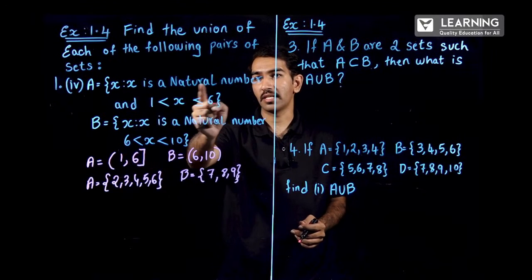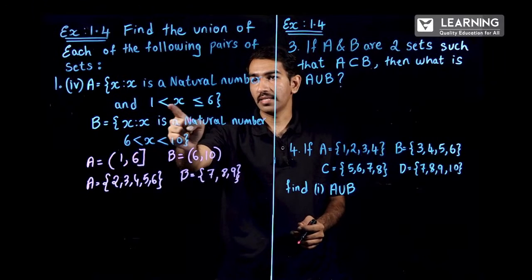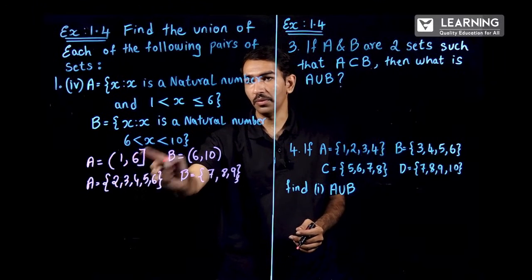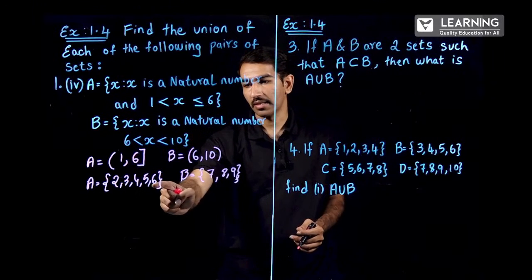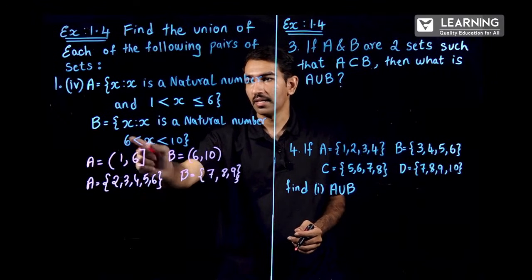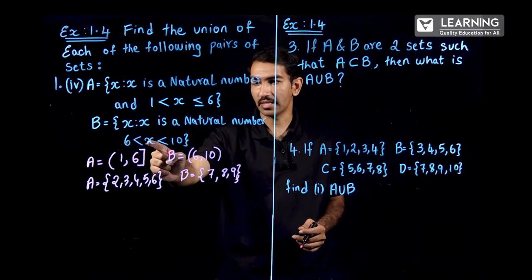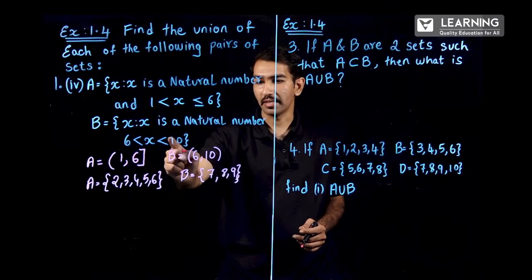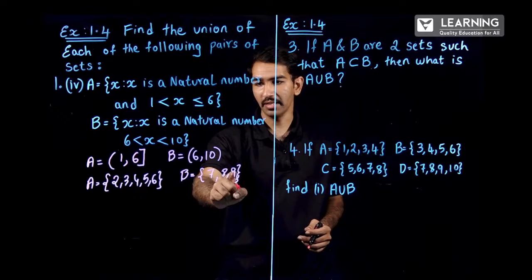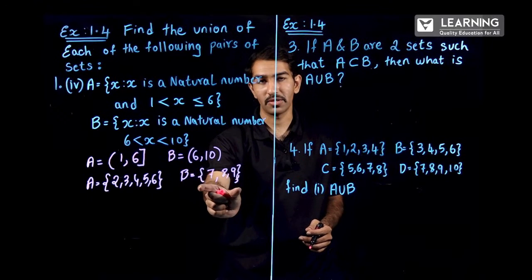X such that X is a natural number and X is greater than 1, so starting from 2 but lesser than or equal to 6, so equal to 6 and lesser than 6. So B, X is such that X is a natural number where X is greater than 6 but lesser than 10. So greater than 6, 7, 8, 9, lesser than 10. So this is also right.